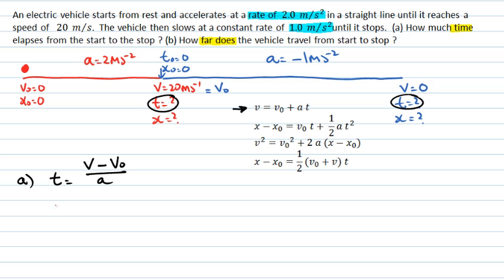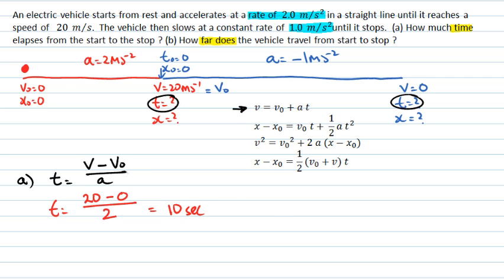For path one, we can put some numbers in. So my final velocity is equal to 20 meters per second. My initial velocity was at rest, so it's zero, divided by my acceleration, which is 2 meters per second squared, and that gives me 20 divided by 2 is 10 seconds.